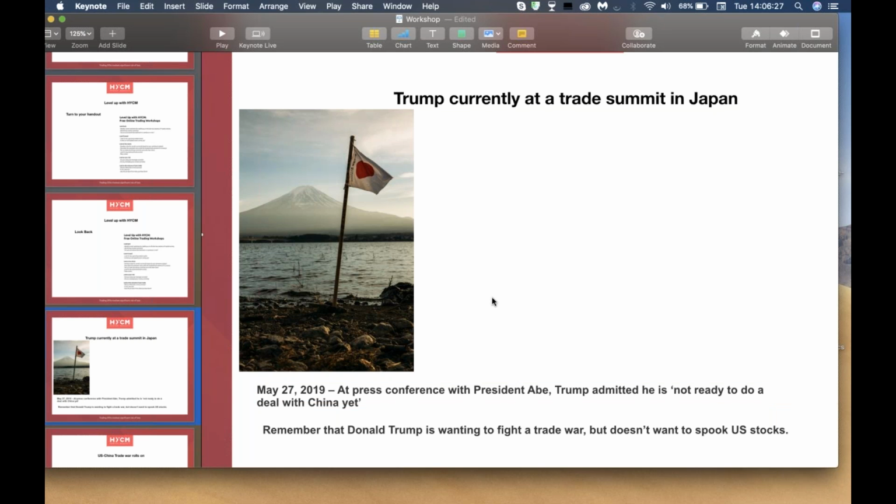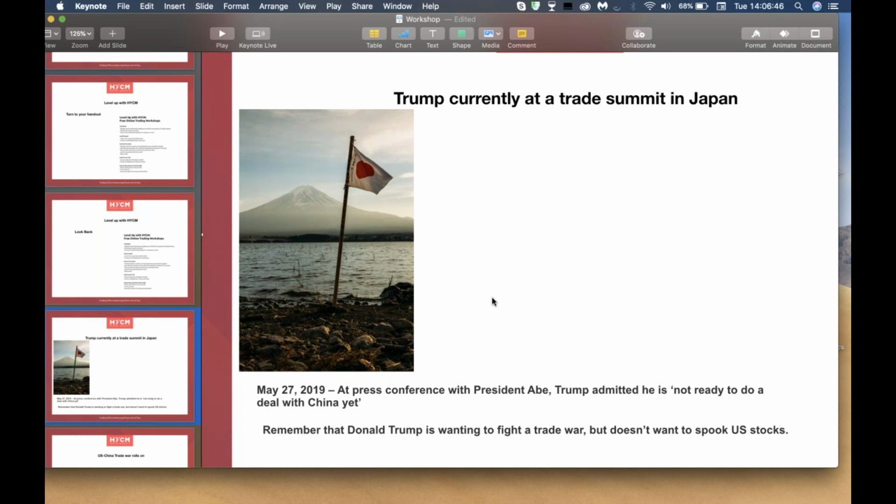So all of a sudden, the market was a little bit nervous because previously Trump had been giving calming remarks to the market that there would be a trade deal done. He expected it to be done very soon. And then yesterday he said, well, he's not ready to do a deal with China yet.